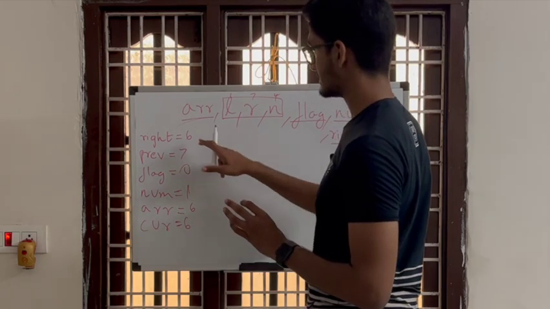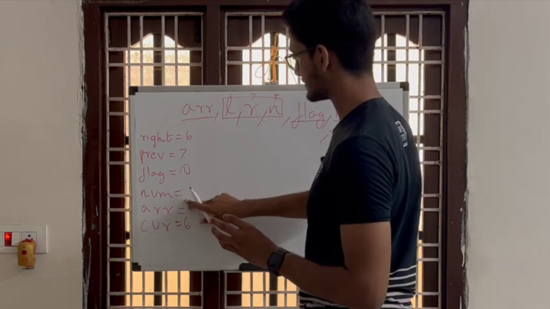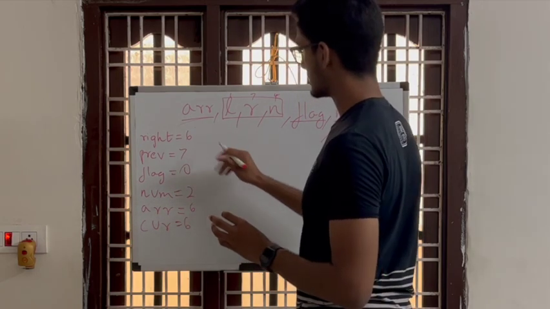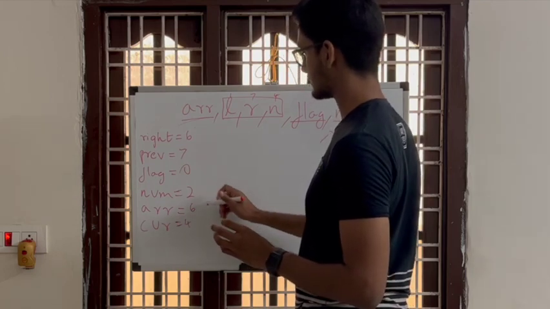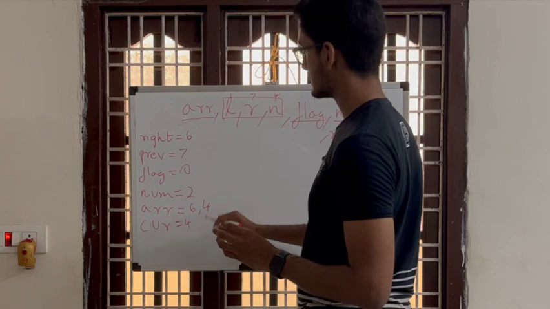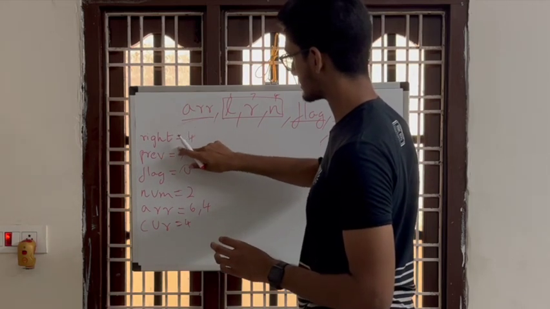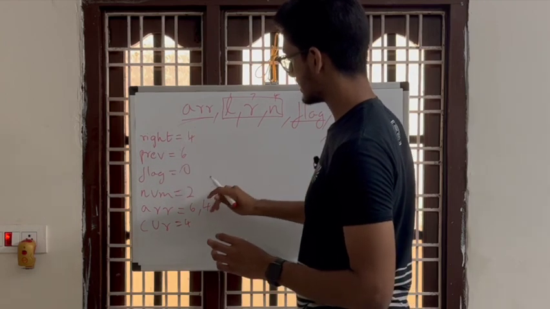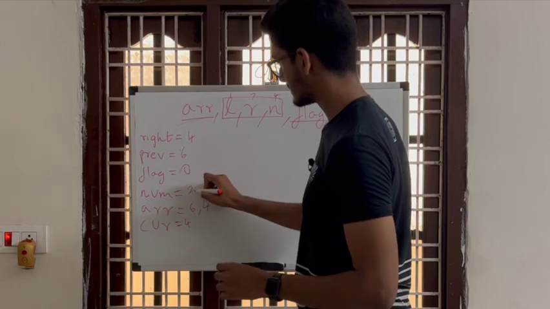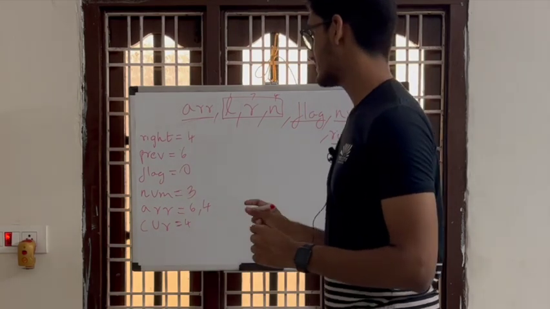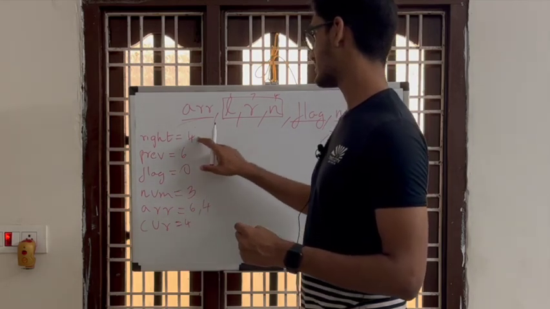Next, we again subtract num, which will be 2. 6 minus 2 is 4. Current will be 4. Is 4 less than 1? No. So we'll add 4. Now we'll update the right value as 4 and the previous value as 6. Now number will be 3. Now again look at current: 4 minus 3 is 1.